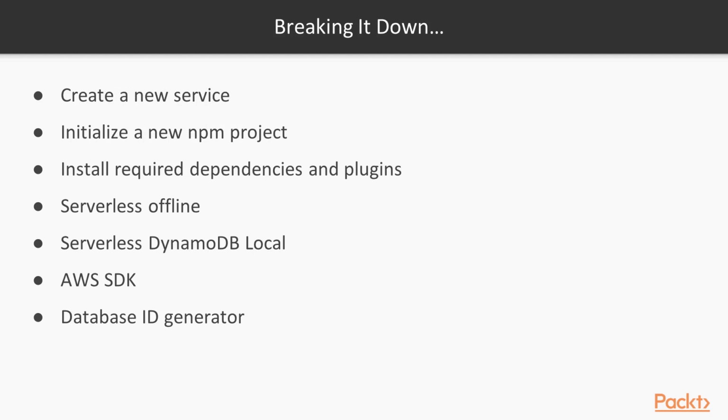First of all, we need to create a new service. That's a bit obvious, right? Then we need to initialize a new NPM project. This is needed to install required dependencies and plugins in order to run our app locally for development.